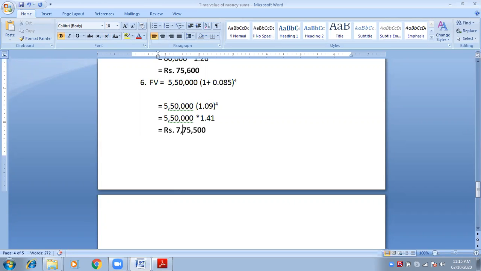7,75,500. Okay, good. So for 4 years you have invested 5,50,000 rupees, and after 4 years you will get back 7,75,500. Such a nice investment, no? How much interest are you earning in 4 years? 2,25,500. See, such a good amount you are earning in 4 years.